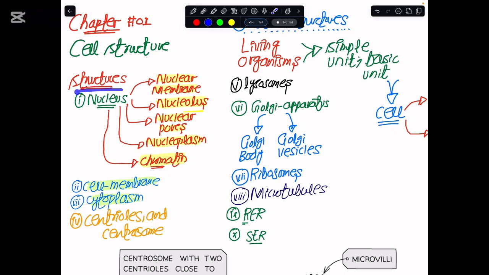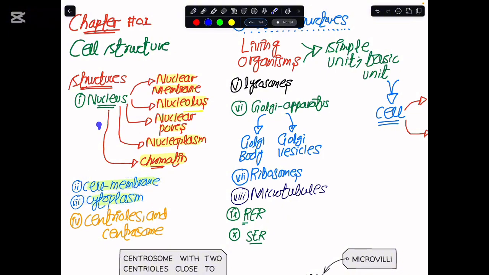If I were to tell you the further subdivisions of the nucleus, there would be the presence of the nuclear membrane, then the nucleolus, then the nuclear pores, then the nucleoplasm, and lastly the chromatin within this nucleus. And then there would be the cell membrane and the cytoplasm.